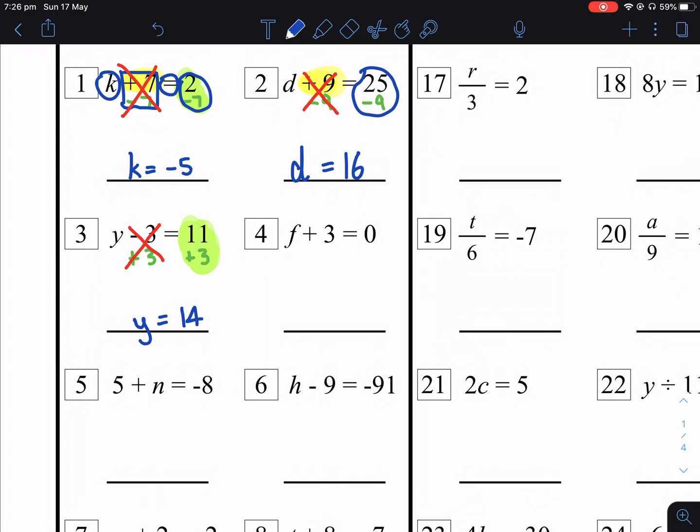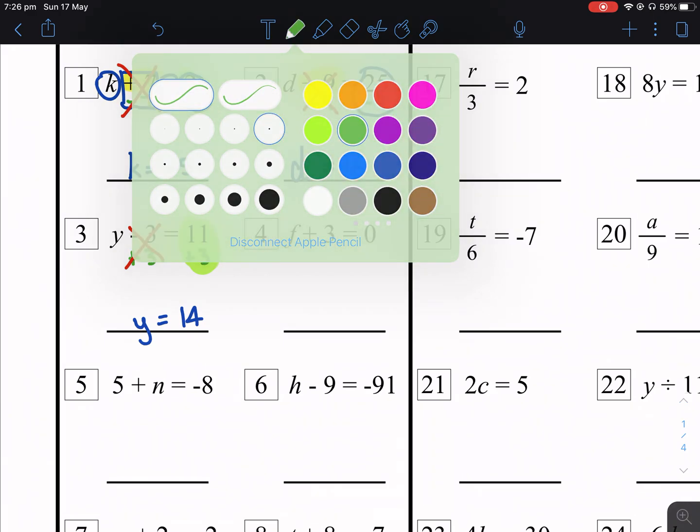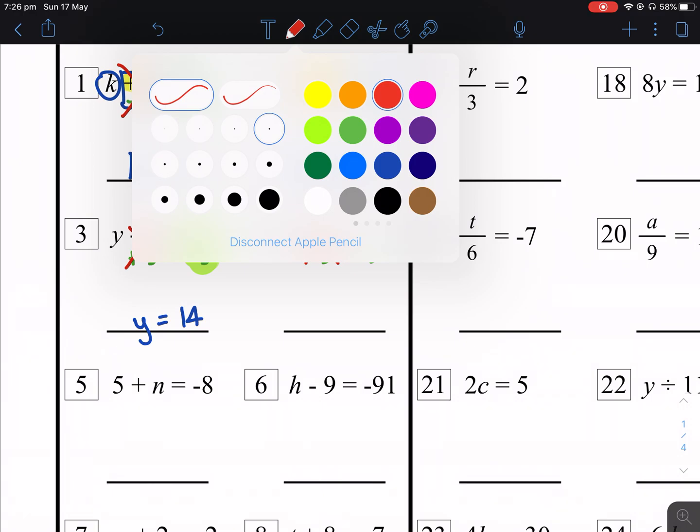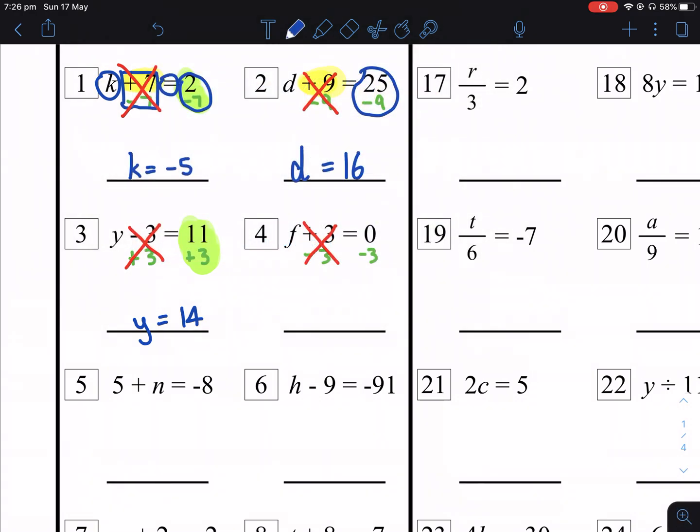Last one of these that I'm going to go through: f plus 3 equals 0. What's the opposite of plus 3? Minus 3. So the plus 3 and the minus 3 make that disappear. You don't have to draw that x, by the way, the crossing out. So we end up with f equals, and now what do we have left over here? 0 minus 3, negative 3. If you want to do 0 minus 3 or 25 minus 9 or 2 minus 7 on your calculator, you're perfectly welcome to. I'm not testing you on your addition or subtraction. I'm testing you on your equations knowledge.